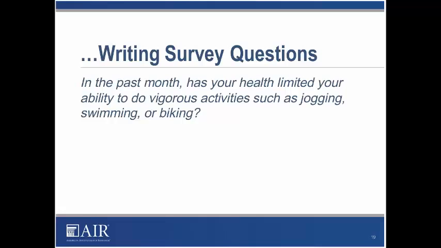But one thing that's problematic with this question is that it has a hidden contingency. It applies only to a subset of respondents. Because if you think about it, what does a no answer to this question mean? It can mean two totally different things. Either that a person's health has limited his or her ability to do vigorous activities such as jogging, swimming, or biking, or that a person doesn't normally do vigorous activities, and in that situation, health has nothing to do with the no answer. So as a result, you would not know how to interpret these no answers.